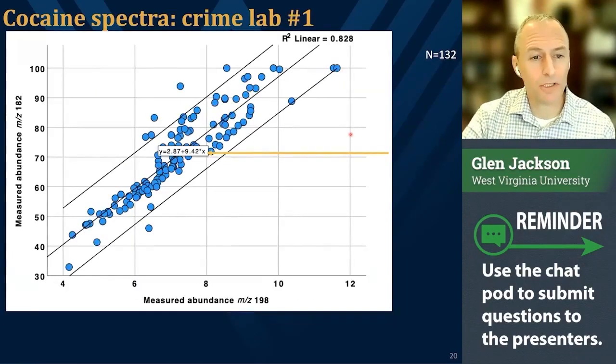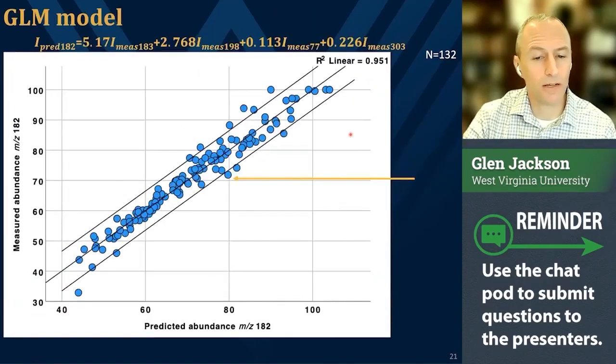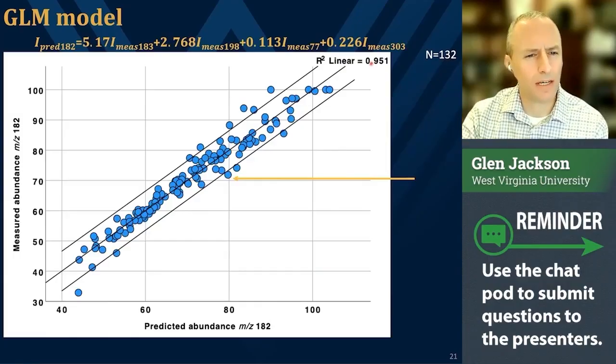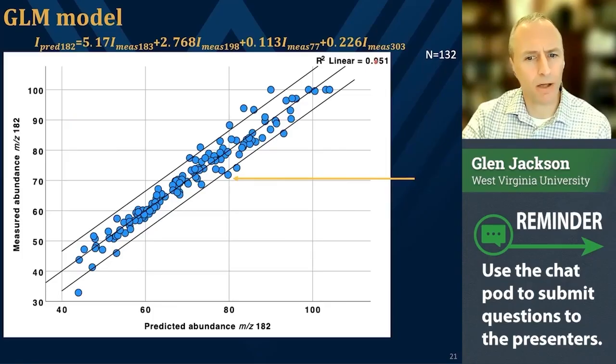Here is the bivariate plot that I showed you before, 182 versus 198. And here is a multivariate. So this is 182 versus the predicted abundance. And here's the equation that was used for these predictions. It's a linear combination of coefficients multiplied by measured abundances. So again, there's just 4 variables up here, and we're going to make these predictions. And you can see that now, of all of the variance that exists in the abundance of m/z 182 in those 132 spectra, 95% of that variance can be explained by this model.